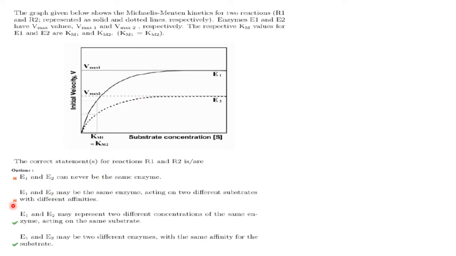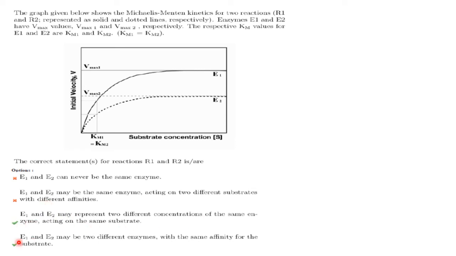Now, E1 and E2 may be the same enzyme acting on two different substrates with different affinities. Now, the Km can vary greatly for different substrates of the same enzyme. But they have given that Km1 is equal to Km2, which shows that it is the same substrate. Then, E1 and E2 may represent two different concentrations of the same enzyme acting on the same substrate.